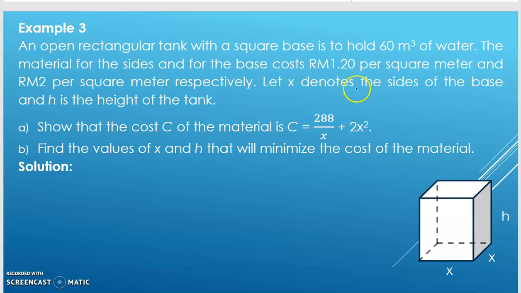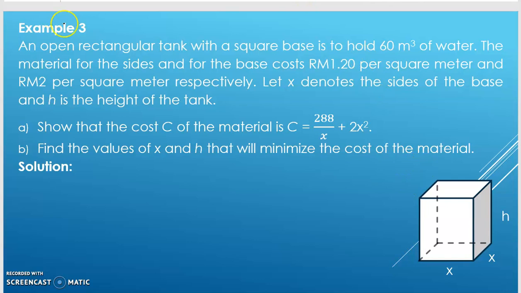Let x denote the side of the base and h is the height of the tank. So (a) show that the cost is the given function, and finally find the value of x and h that will minimize the cost of the material.